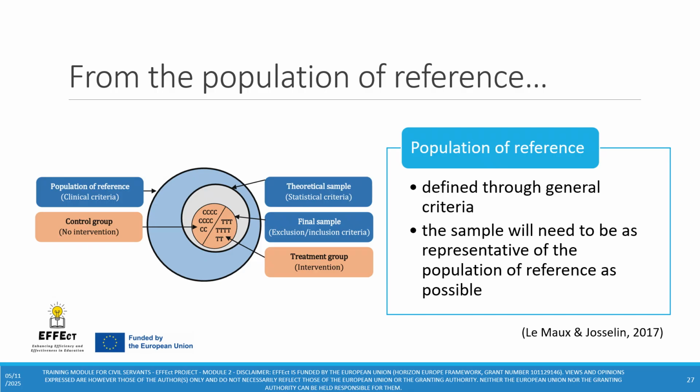Imagine, for instance, that you want to test a treatment effect of a financial education program on students enrolled in schools in the Asturias region in Spain. However, there are many schools in the Asturias region in Spain, and it is very difficult to test all of them. And therefore, you will need a sample that needs to be as representative of all of the students enrolled in Asturias schools as possible.